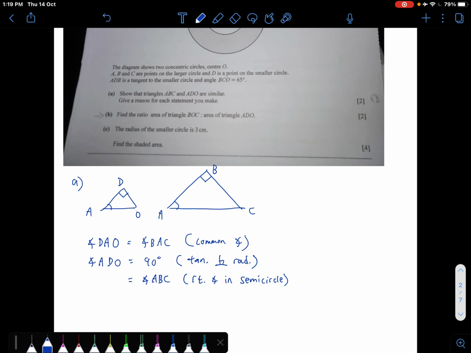Okay, so we got an angle ABC. Good, we found our two angles. Therefore, by the AA similarity test, triangles ADO and ABC are similar.